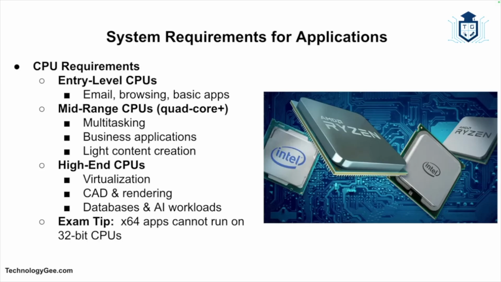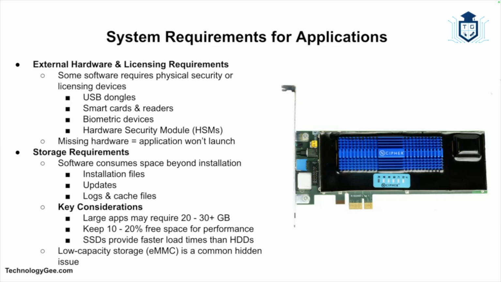You have your high-end CPUs like Intel i7 and i9, the AMD Ryzen 7 and 9, and a Threadripper. And this is needed for CAD, virtual machines, databases, video rendering, and AI workloads. Now, as an exam tip, if an application requires an x64 architecture, then just realize that you cannot install it on a 32-bit CPU.